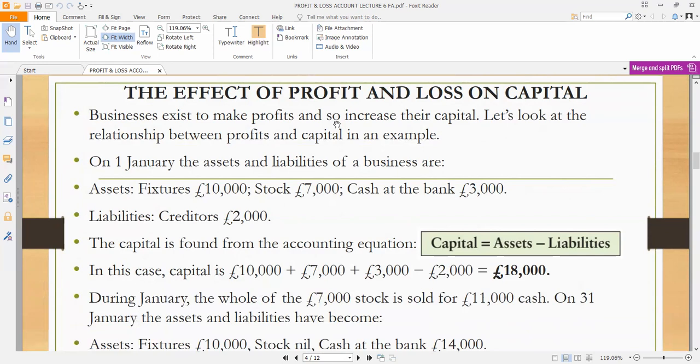pounds plus 7,000 pounds plus 3,000 pounds minus that 2,000 pounds. Okay. Now we are subtracting assets minus liability. Remember, a liability is a cost, an expenditure to a business. So we are subtracting from our assets, meaning the value of property we have in the form of stock, we are subtracting liability, meaning the amount we need to pay creditors, the people that the business is owing.